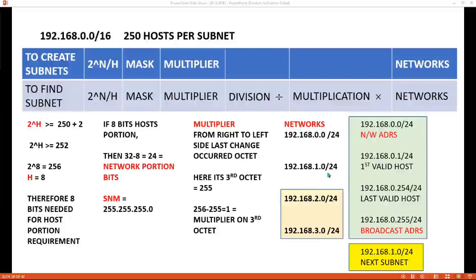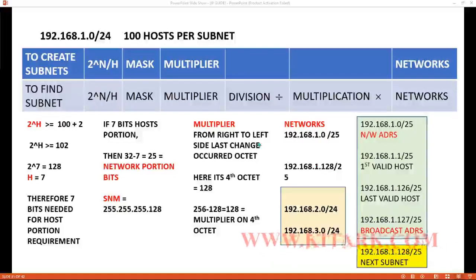So now in the next, our requirement is going to be 192.168.1.0/24 to be again subnetted for 100 hosts per subnet. You can see this. Now note down, it's /24. Earlier it was /16. We subnetted for 250 hosts and we found 192.168.0.0/24, and now 192.168.1.0/24 for the 100 hosts per subnet requirement.